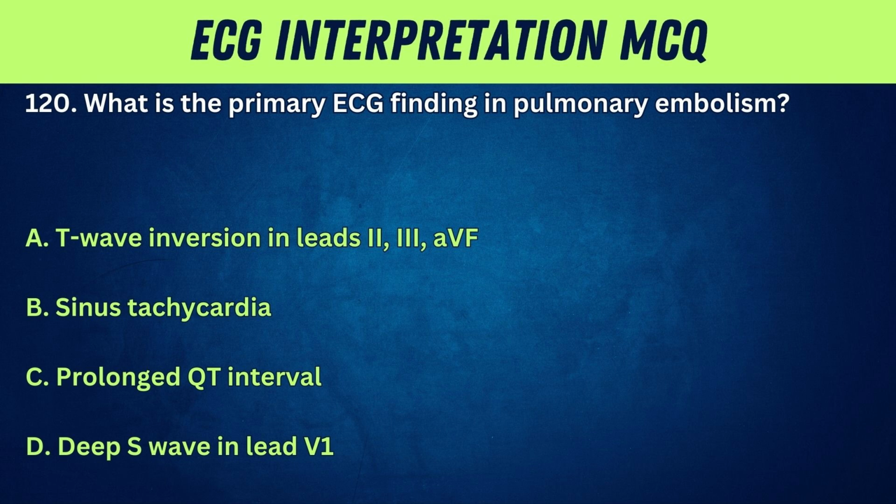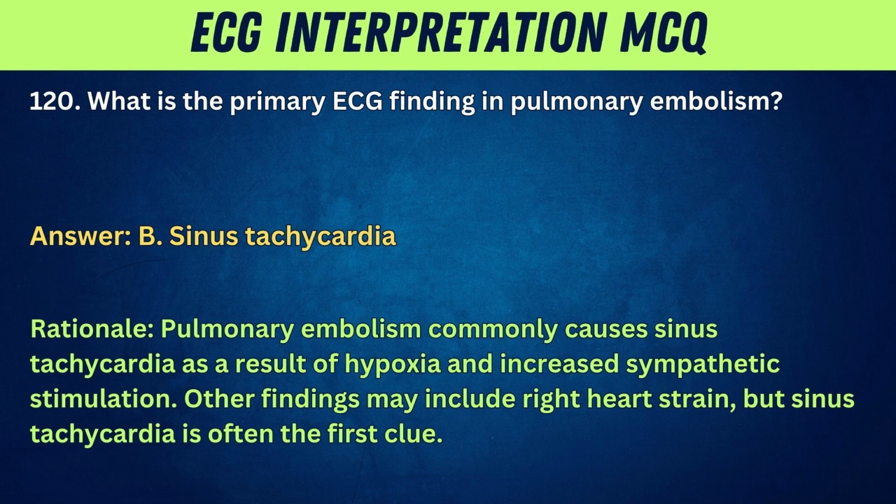120. What is the primary ECG finding in pulmonary embolism? A. T-wave inversion in leads II, III, aVF. B. Sinus tachycardia. C. Prolonged QT interval. D. Deep S wave in lead V1. Answer: B. Sinus tachycardia, rationale. Pulmonary embolism commonly causes sinus tachycardia as a result of hypoxia and increased sympathetic stimulation. Other findings may include right heart strain, but sinus tachycardia is often the first clue.